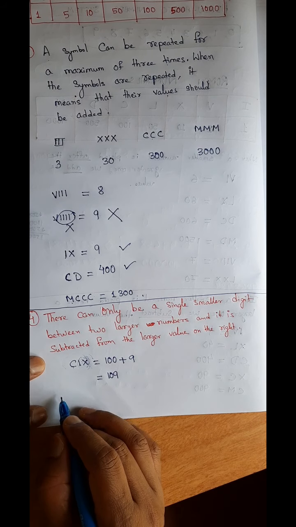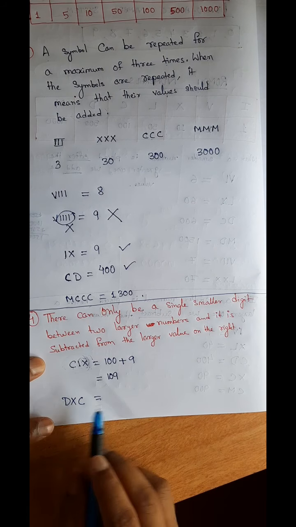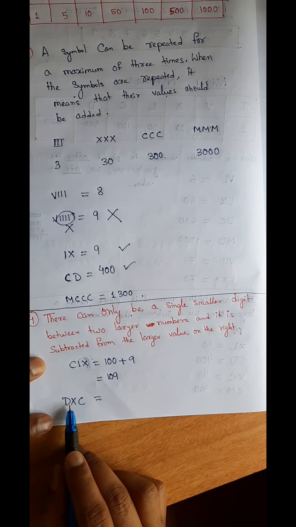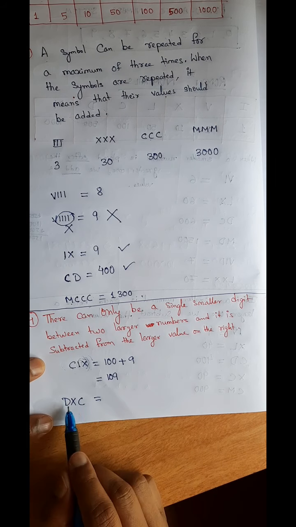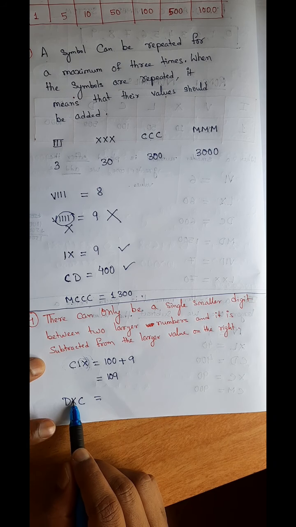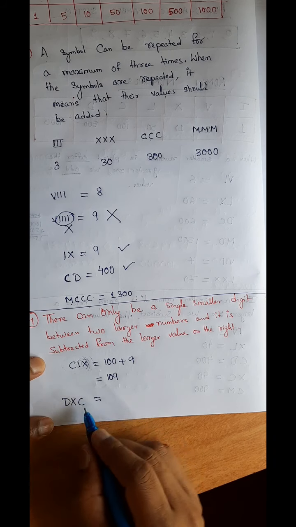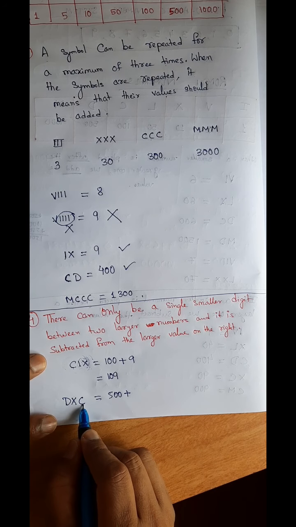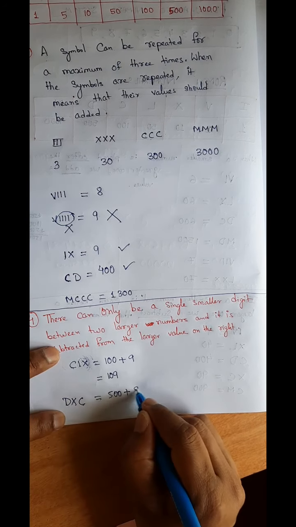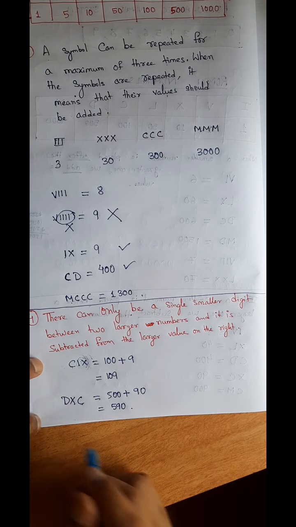Let me take one more example, DXC. Now see, a smaller lies between two larger, because C and D are both larger than X. So the rule tells that if a smaller lies between two larger, we need to subtract the smaller from the larger to its right. So this D means 500 plus, and XC, so C is 100, 100 minus 10 is 90. So this is 590.